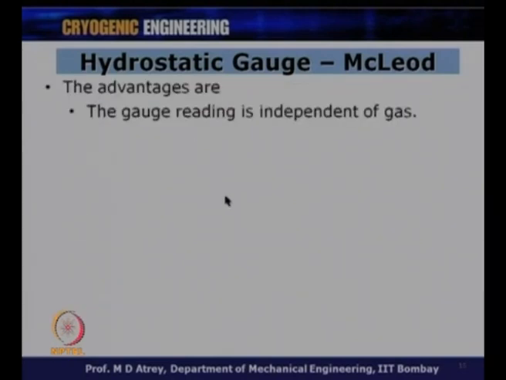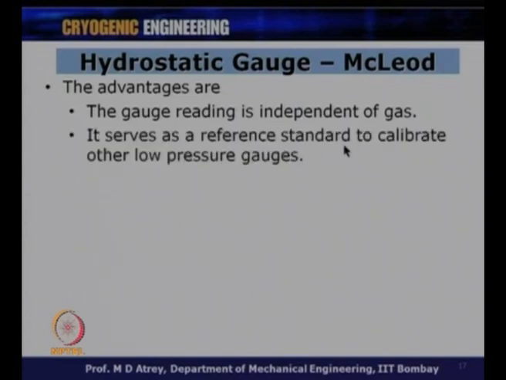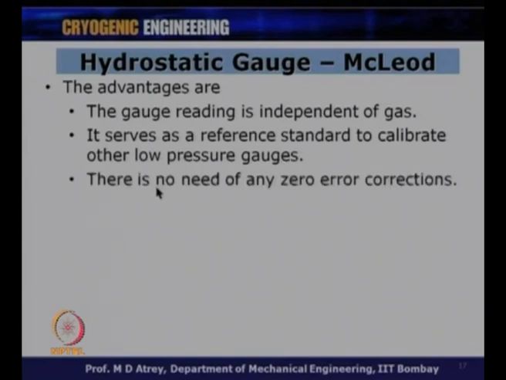The advantages are that the gauge reading is independent of the gas. Whatever gas I use, I don't have to bother about it, and I can get the pressure reading done. It serves as a reference standard to calibrate other low pressure gauges. I can use this technique to calibrate other sensors also, and there is no need for any zero error corrections. There is nothing called zero error corrections. Everything is done by pushing the piston up and down, and I do all the measurements.